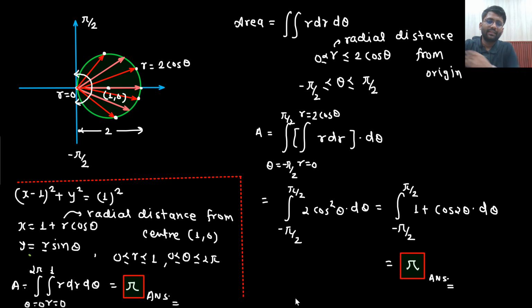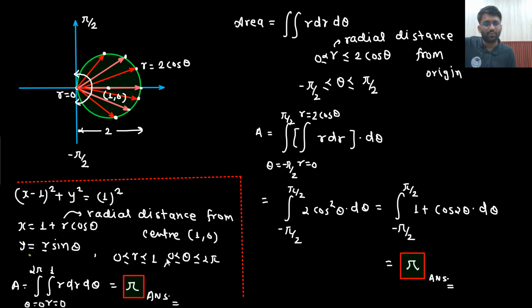How to find out the area? Area will be r dr d theta. R is the radial distance from the origin, so r is going from 0 to the end of the circle. What is the value of r here? The value of r here is nothing but r equals 2 cos theta. So just put the limit of r going from 0 to 2 cos theta. Theta is going from minus pi by 2 to pi by 2. Find out the area.